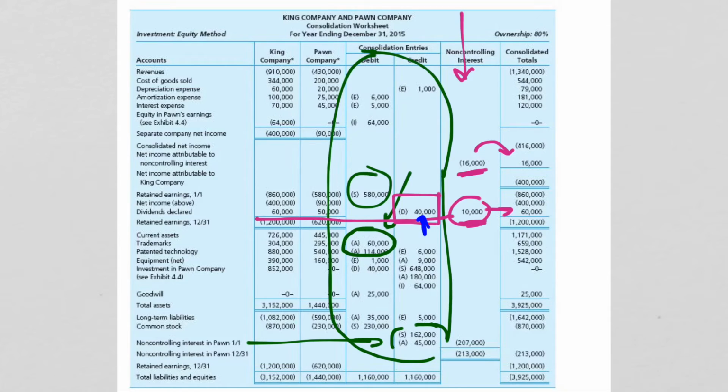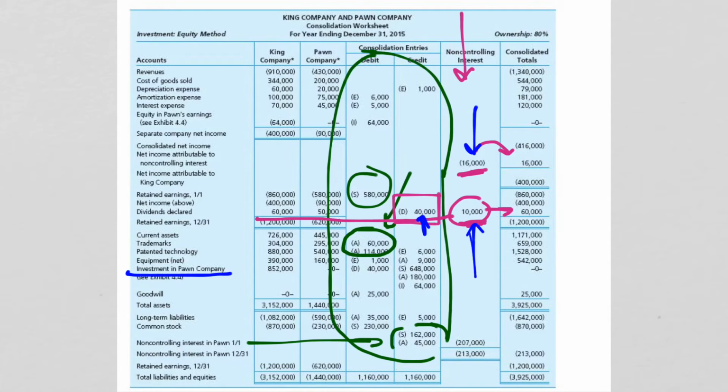100% of the assets, 100% of the equity accounts, leaving us with the ability to get the investment account to zero, which is what we did through the A and the S entry. We don't need the D entry to get the investment account to zero. We don't need the I entry or the E entry to get the investment account to zero. It's already been done through the A and S, but that left over the fact that we've got non-controlling interest income and non-controlling interest dividends.